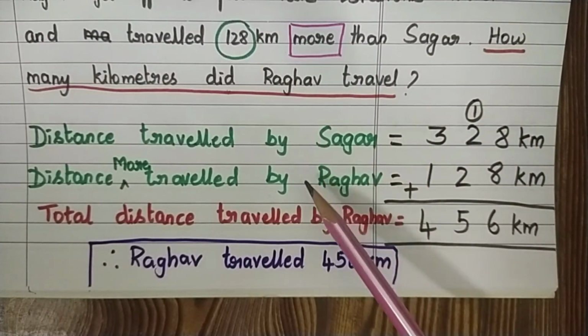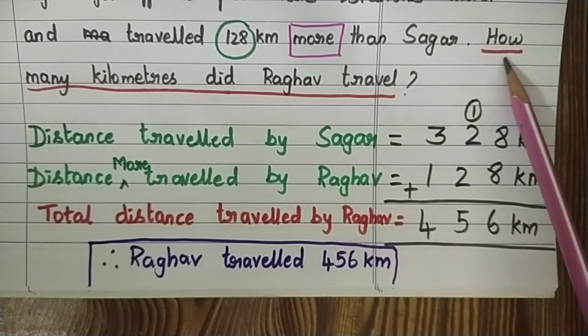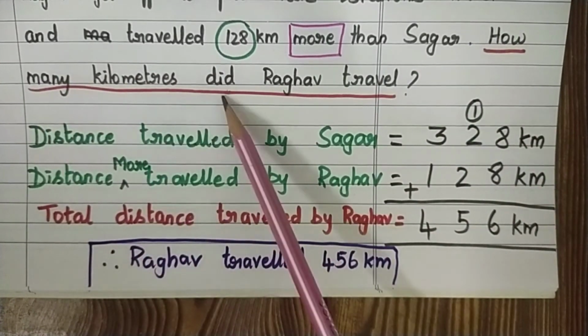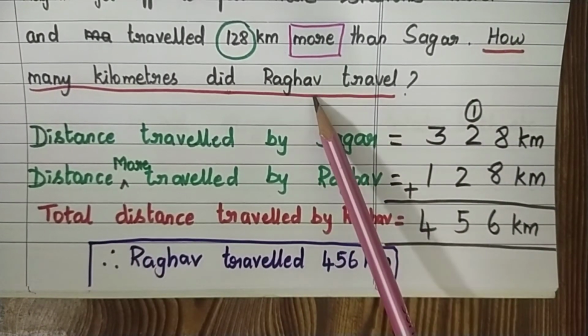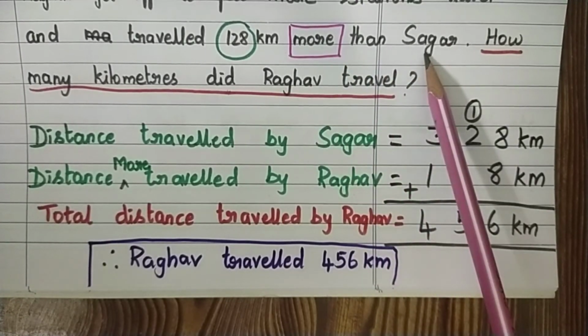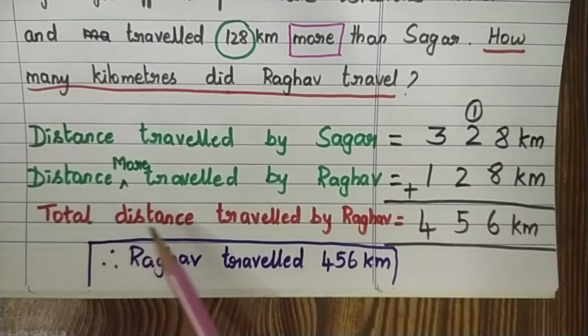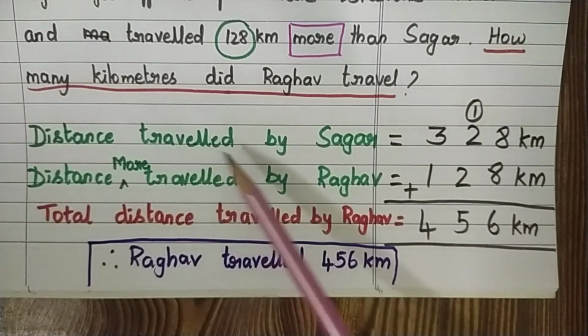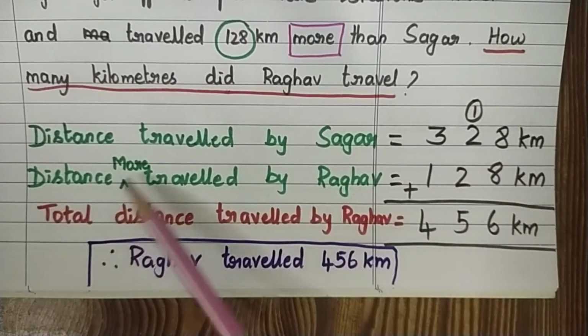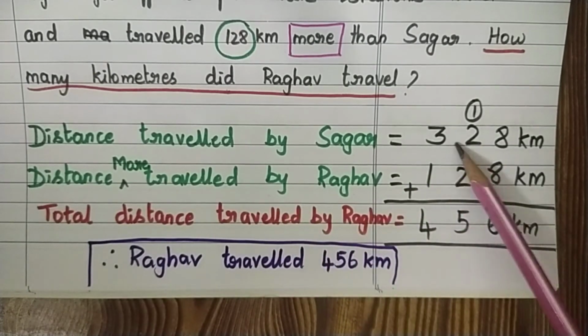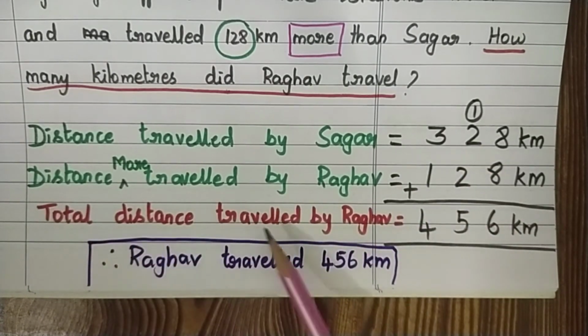After writing the information statements, coming to the question, children. How many kilometers did Raghav travel? Raghav traveled more than Sagar. So, how to write that? Total distance traveled by Raghav. If you add the distance traveled by Sagar and the more distance traveled by Raghav, if you add both, you will get the total distance traveled by Raghav. So, we need to add this.